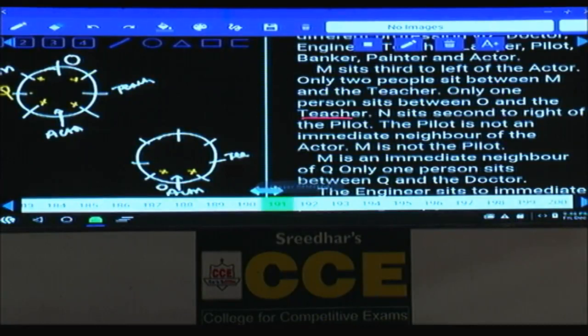As Q is here and N cannot be at this place, O cannot be the pilot. As O cannot be the pilot, tell me who is the pilot here? Q is the pilot. Follow here. As Q is the pilot, then N is the actor. Done? Then again coming back to the second case.